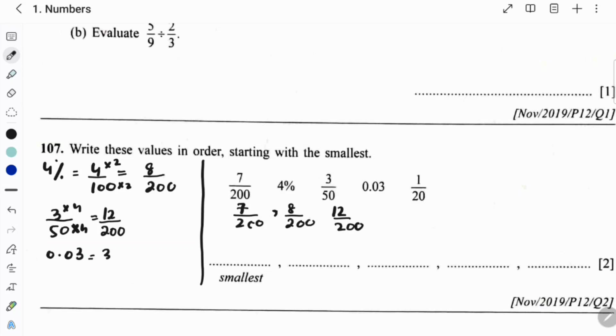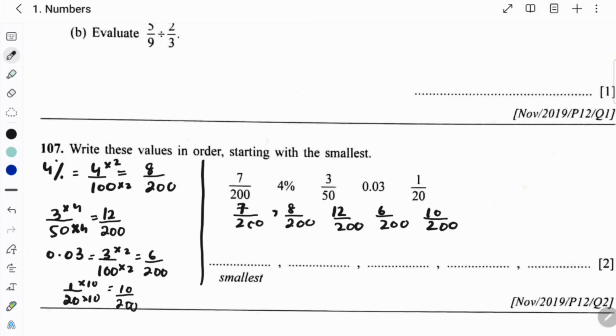0.03 means 3 over 100. Then you can multiply by 2, giving 6 over 200. And 1 upon 20 means multiply by 10, giving 10 over 200. Now we can compare the numerators. We have 6, 7, 8, 10, 12.